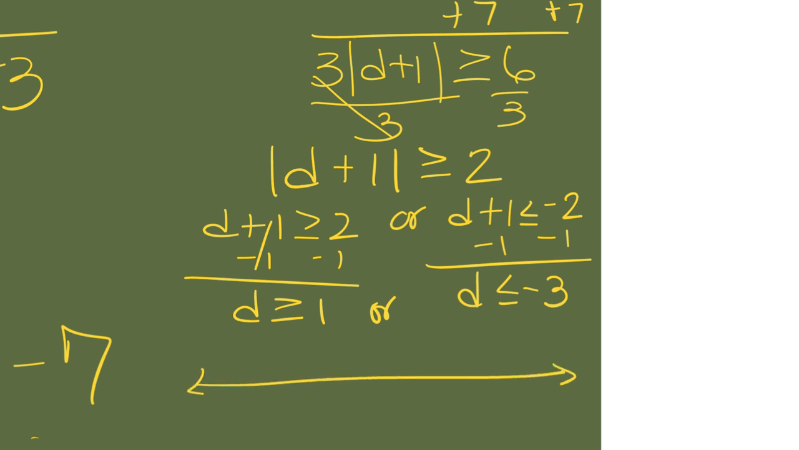Can I graph? So I'm going to have negative 3 here and 1. Is the 1 going to be open or closed? And is it going to the right or to the left? What about negative 3? Is it going to be open or closed? And I'm going to the left. There you go. That's your answer.